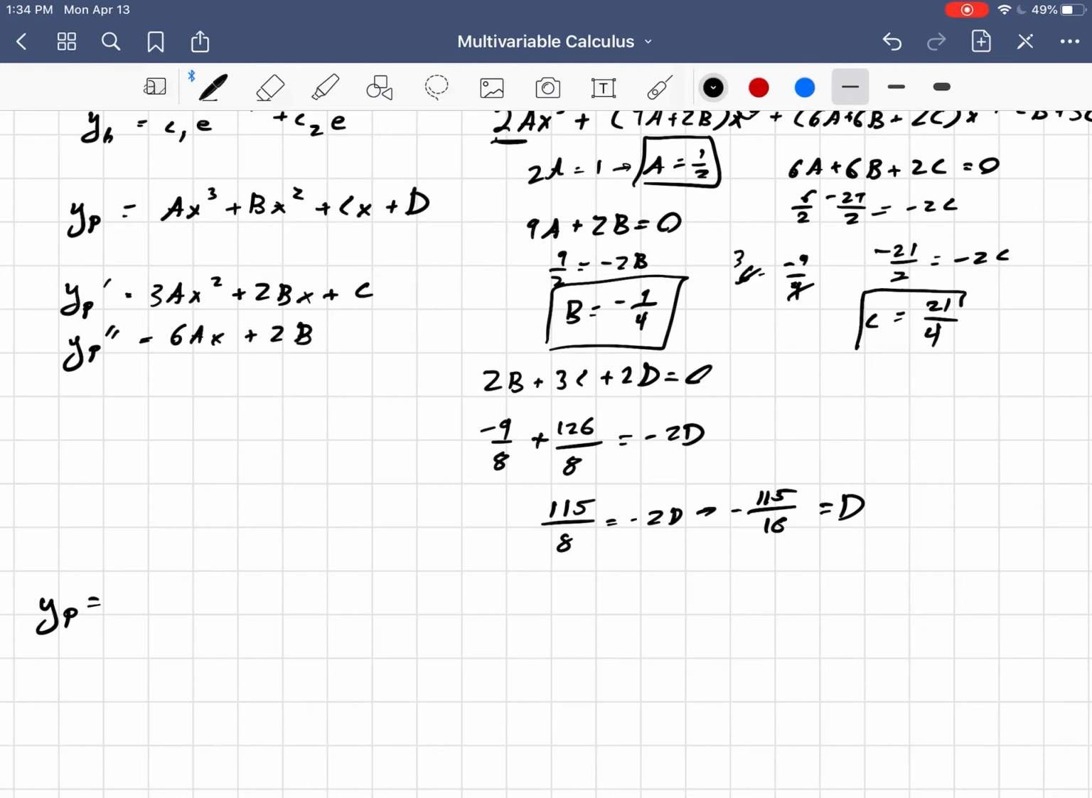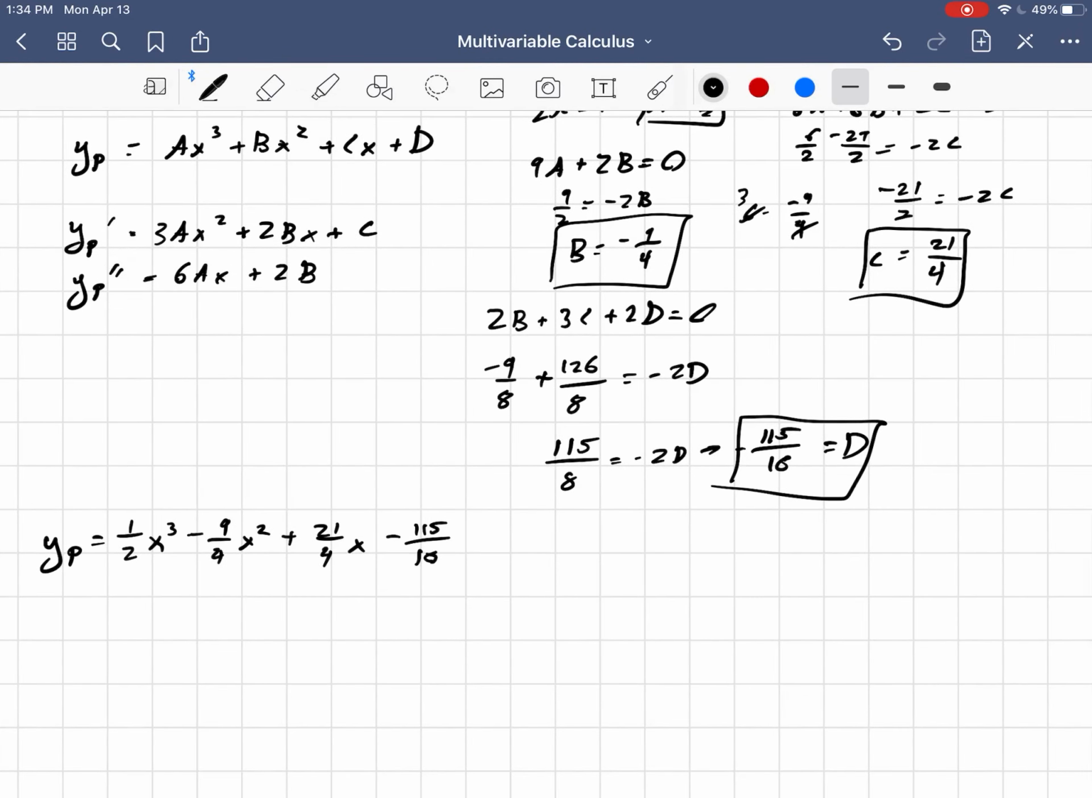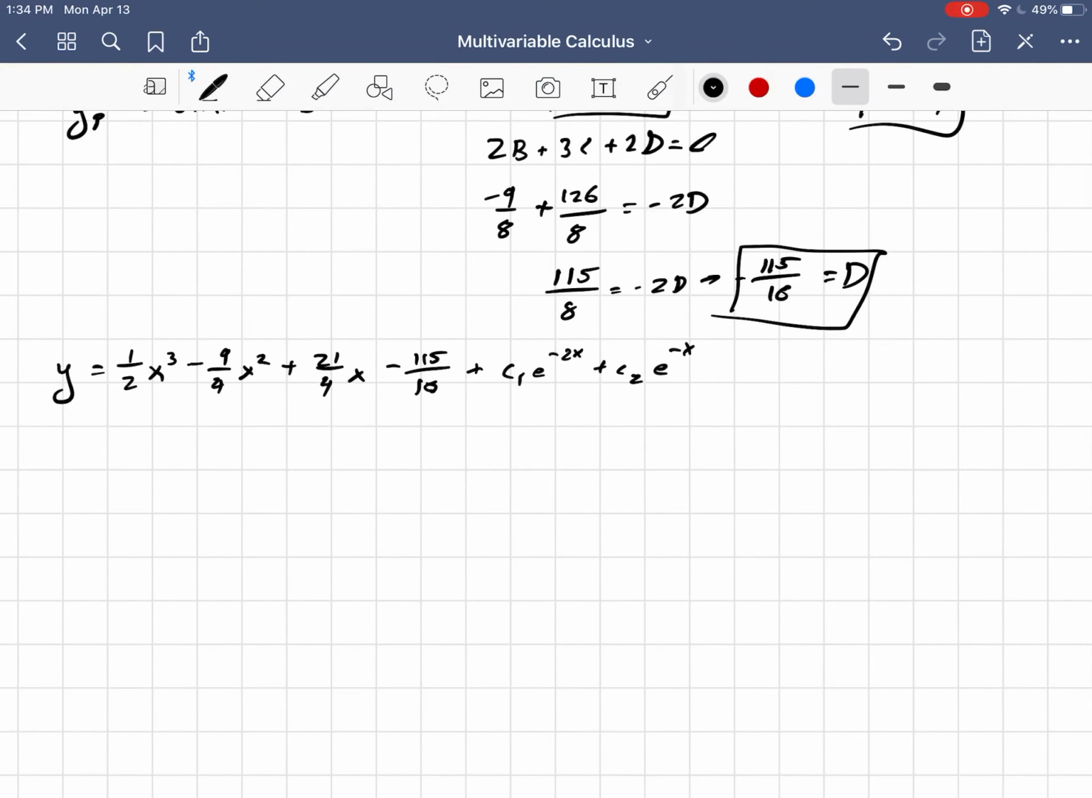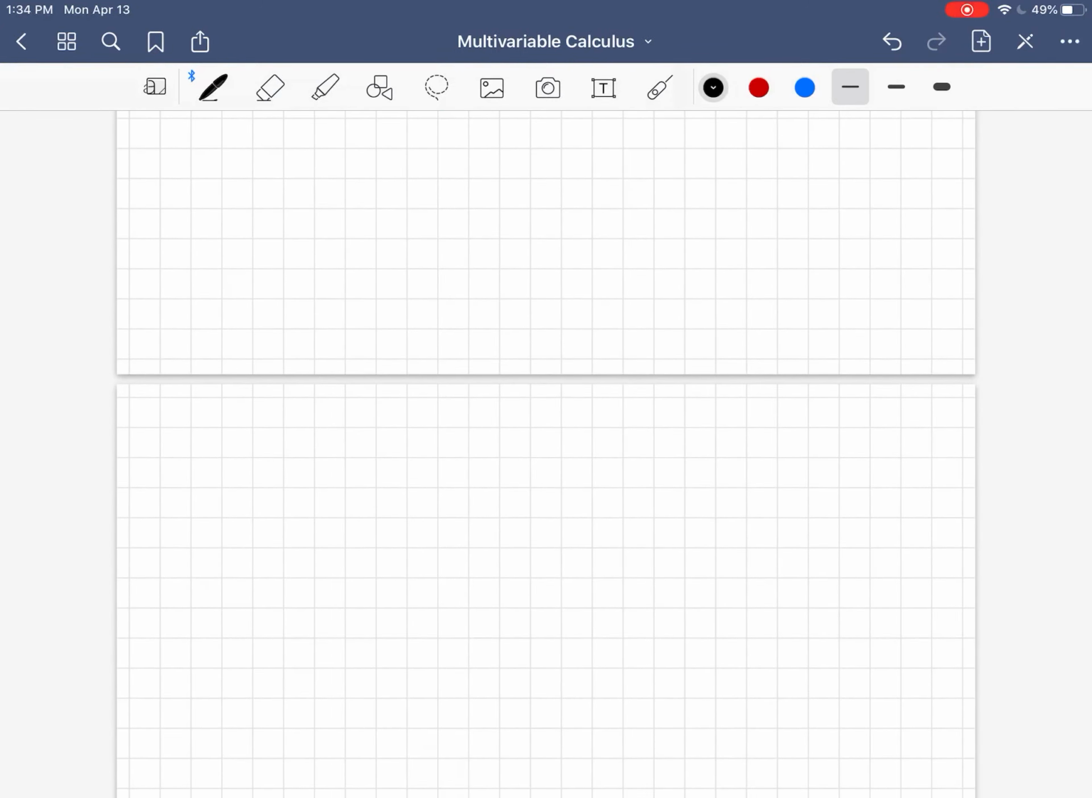So all that good stuff tells us our particular solution: A was a half, B is negative 9/4, C is 21/4, D is negative 115 over 16. So our y sub p is 1/2 x cubed minus 9/4 x squared plus 21/4 x minus 115 over 16. And so our general solution y to the whole equation would be all that plus c sub 1 e to the negative 2x plus c sub 2 e to the negative x. And so you can see it gets messy. The algebra can get really messy.